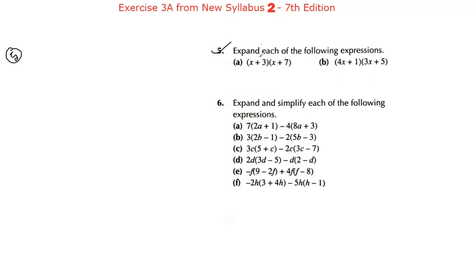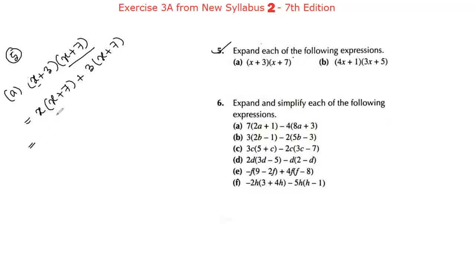Now, question number 5. Question number 5 says, expand each of the following expressions. 5A: x plus 3 into x plus 7. At first, we will multiply this x by x plus 7. So x into x plus 7 plus 3 multiplied by x plus 7.